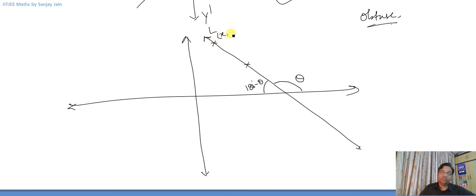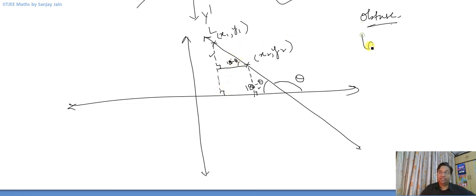Let us say this point here is x1 y1 and this point is x2 y2. So let me draw these lines and draw this line parallel to x-axis, so it will be perpendicular to this line. All right, and now we see that this angle is 180 minus theta. So what will be this angle? This angle will also be 180 minus theta.